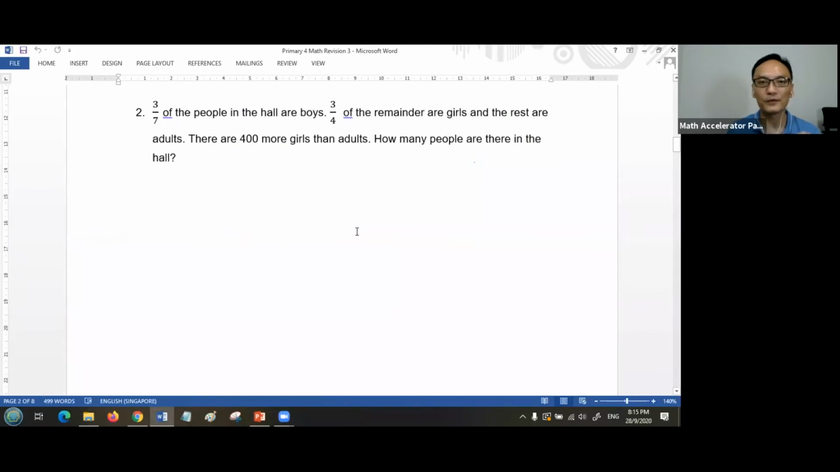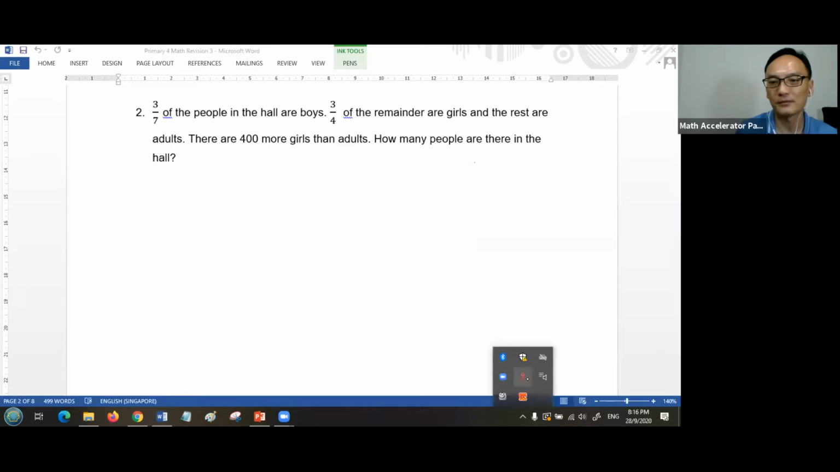Right, let me read the question first. 3/7 of the people in the hall are boys. 3/4 of the remainder are girls, and the rest are adults. There are 400 more girls than adults. How many people are there in the hall? Right, the first thing, as we know, is to identify how many units there are at the very beginning. Can you tell me how many units there are at first? Right, there are 7 units at first. So we're going to draw 7 units out.